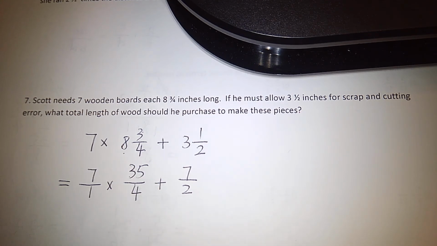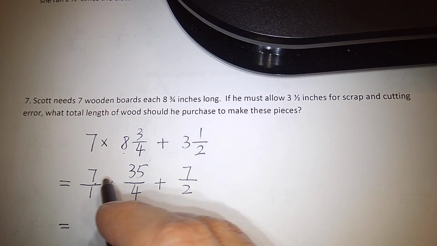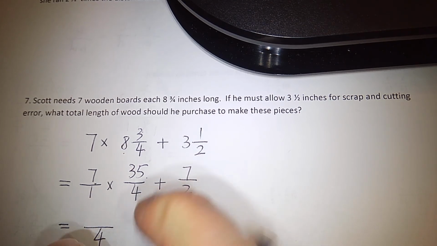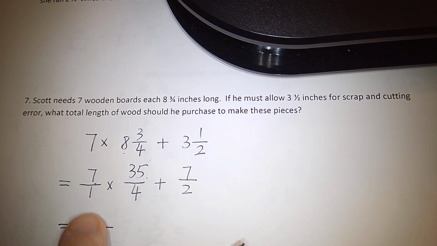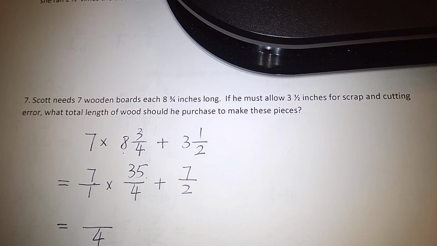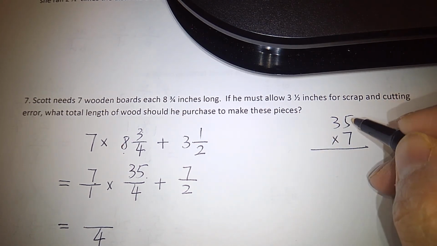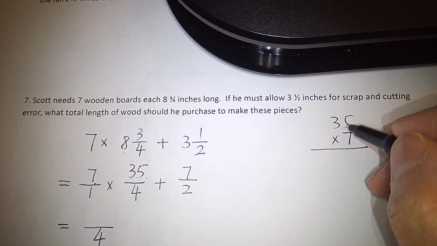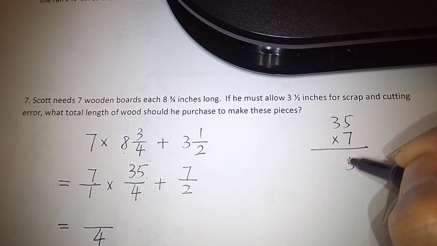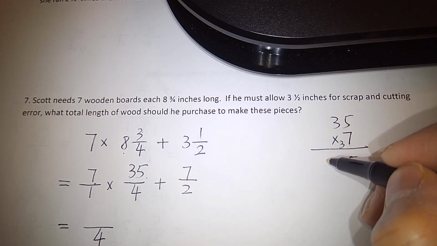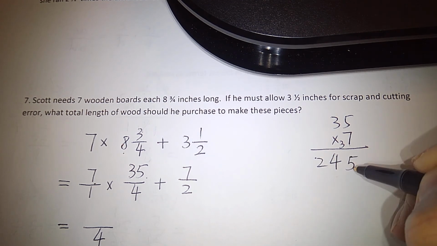Any common factor? Can we simplify? No. So we are going to multiply 7 by 35 and divide by what? 4, right? Because 1 times 4 gives us 4. So what is 7 times 35? We have to use scratch paper, right? 35 times 7. 5 times 7, 35, carry 3. 3 times 7, 21 plus 3, 24, right? So 245 over 4.